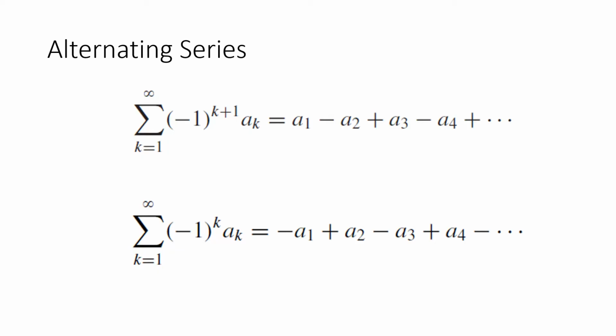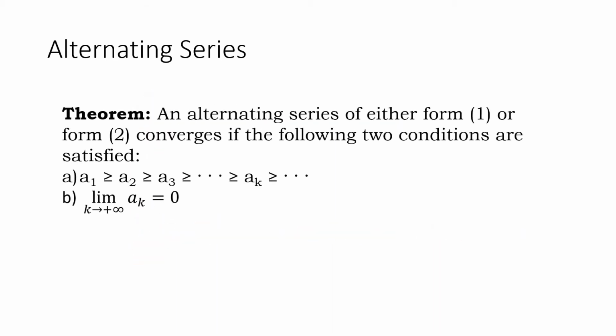So by this we have a theorem, which is a key result on convergence of alternating series. An alternating series of either form 1 or form 2, which I have discussed in the previous slide, converges if the following two conditions are satisfied. The first one, it must be monotone decreasing, and the second, the limit of a sub k as k approaches positive infinity is equal to 0.